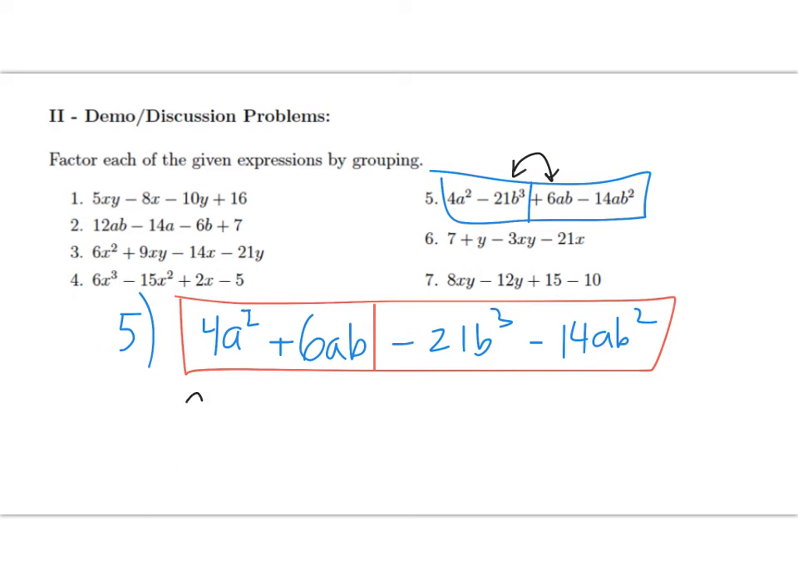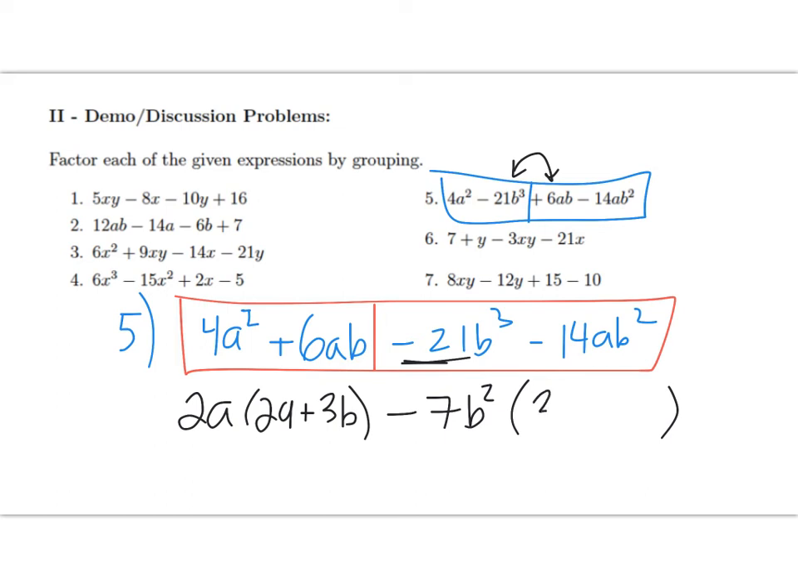Now, the first 2 terms are multiples of 2a. The second 2 terms, since that's a negative, are both multiples of negative 7b squared. And then we'll just fill in the leftovers. 2a times 2a makes 4a squared, and 2a times 3b makes 6ab. Negative 7b squared times 3b makes negative 21b cubed, and negative 7b squared times positive 2a makes negative 14ab squared. Ooh, voila!